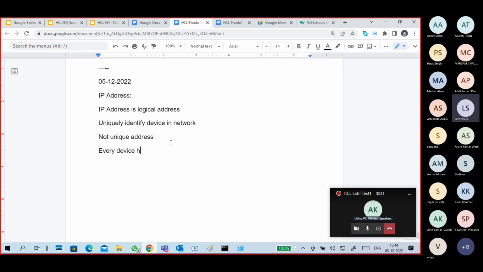Any device, not every device, any device that wants to communicate in a network, either a local network or the internet, needs an IP address. The important point is that all communication is by IP address only, not with a name, not with a MAC address. We cannot communicate with a MAC address. We need an IP address. It is logical, and depending upon the network size, the IP address will be defined.